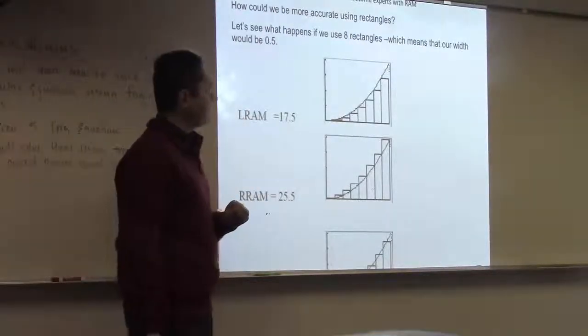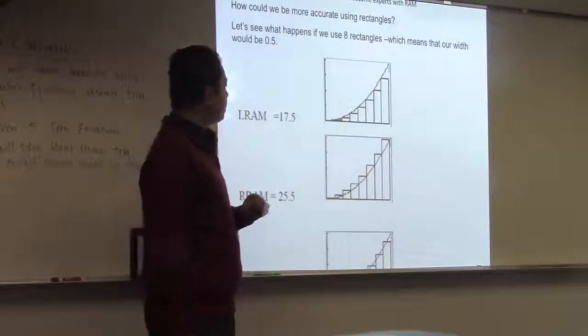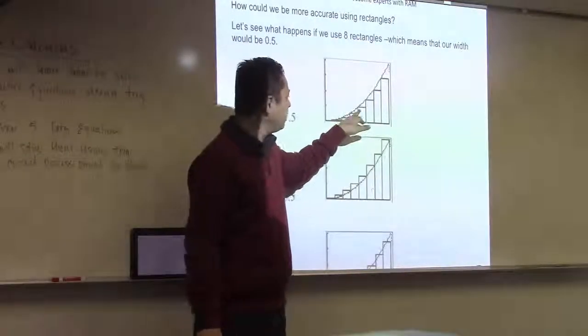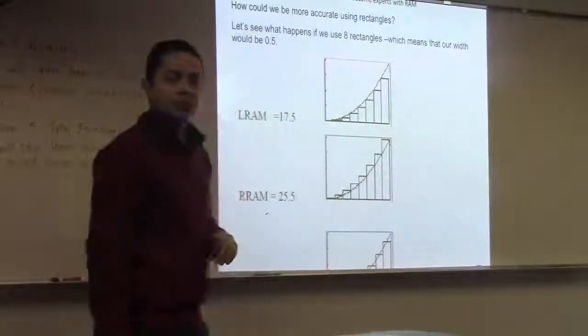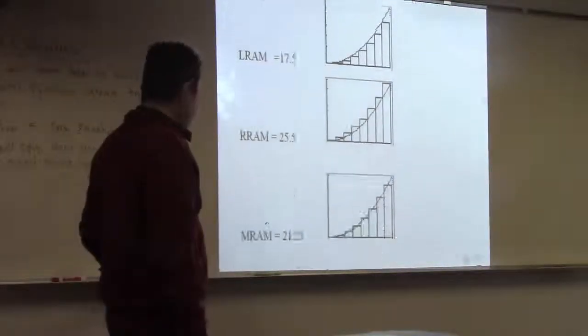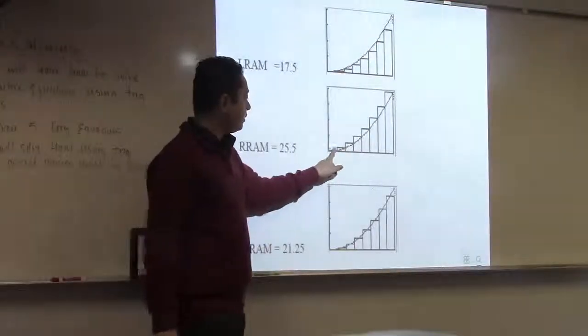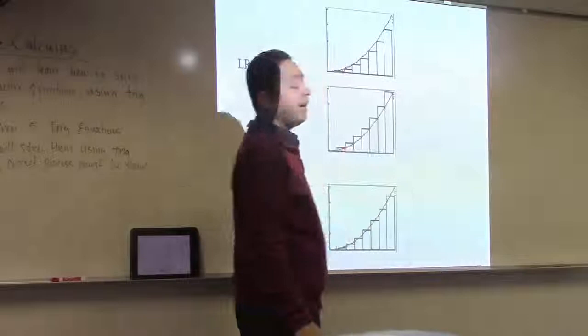Will it still be an under approximation? Yes, it will still, because the graph is still concave up and still increasing. So you can see that you will be leaving some little gaps right here. So it will still be an under approximation. For the right ram, 25.5, using 8. 1, 2, 3, 4, 5, 6, 7, 8, right?